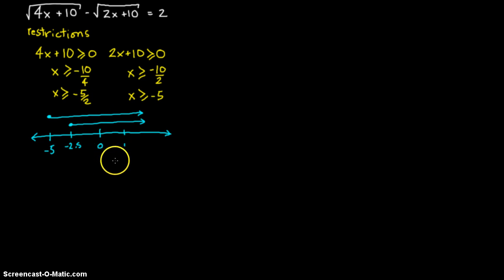This number line really works well, because where you're looking is where both of the statements are true, and it happens basically where you have both lines in the same spot. And this only takes place from here over. There's where everything is true. So this is going to be my real restriction. Any answer I get must be bigger than or equal to negative 2.5, or negative 5 over 2. So with that, I am now able to continue.